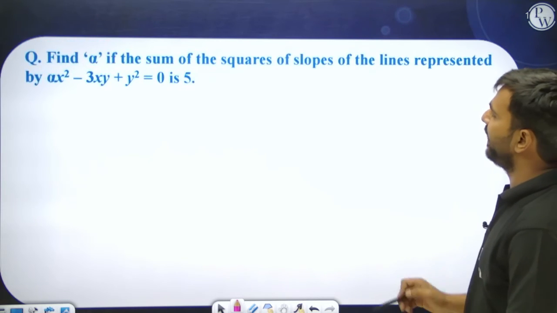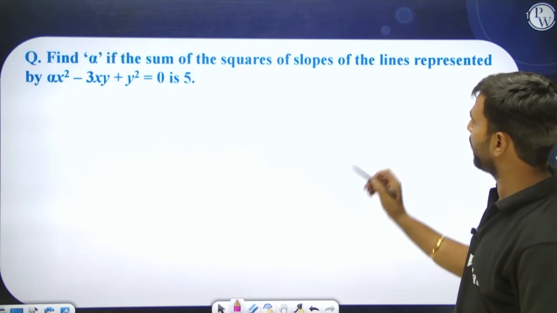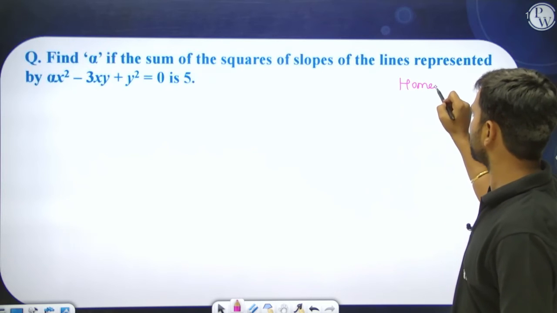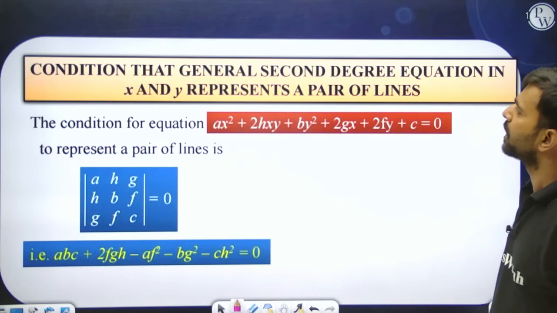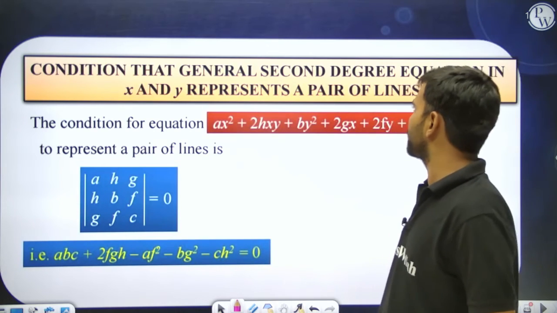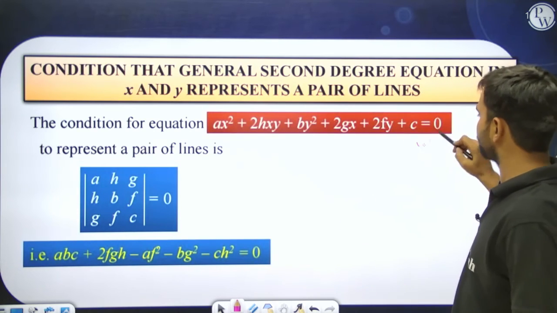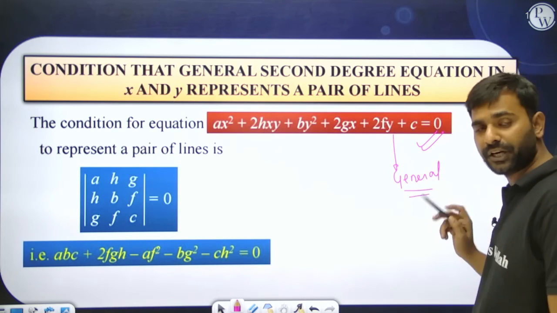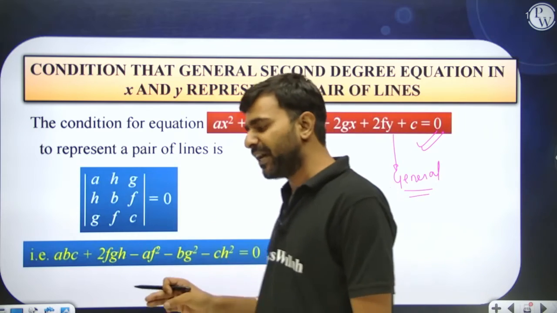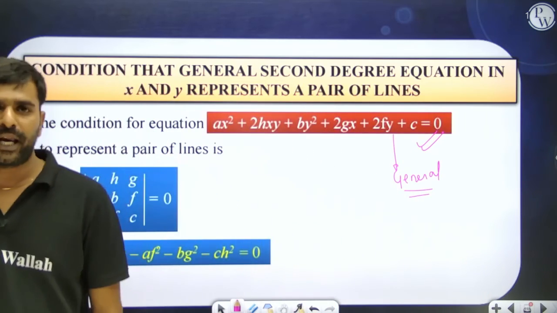Alright, find a as the sum of the squares of the, alright, not an issue. You can solve this also as part of homework. Moving ahead, the condition that a general second degree equation represents a pair of lines. So this is the general equation of a 2 degree curve. This equation represents a pair of straight lines, circles, parabola, ellipse, hyperbola.